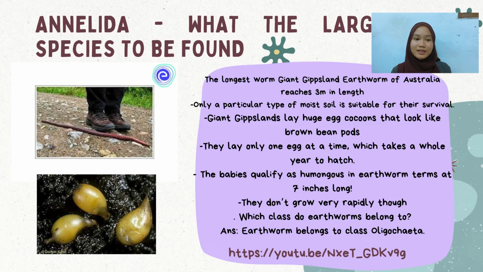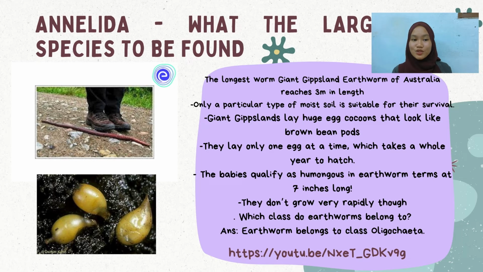Giant Gippsland earthworms also lay huge egg cocoons that look like brown bean pods. They only lay one egg at a time, which takes a whole year to hatch. And the babies qualify as humongous for earthworms, mostly 7 inches long. But they don't grow very rapidly because they are in a specific condition.